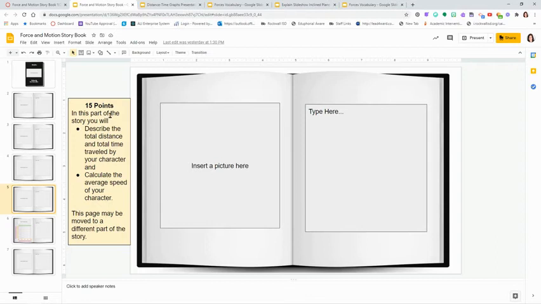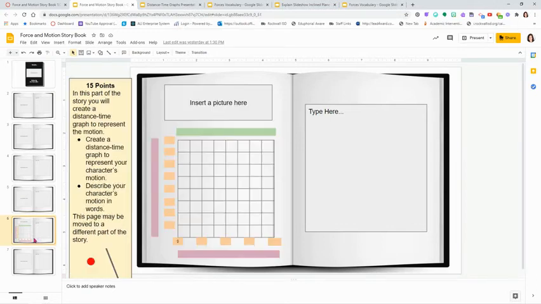Then you're going to have a part of your story that focuses on your character's distance and time that they're traveling, and then you'll calculate the average speed of your character correctly. You'll also include a picture. And then you'll have a slide where you're typing out what your character's doing, how they're moving, and then you're going to show that to me on a simple distance time graph.